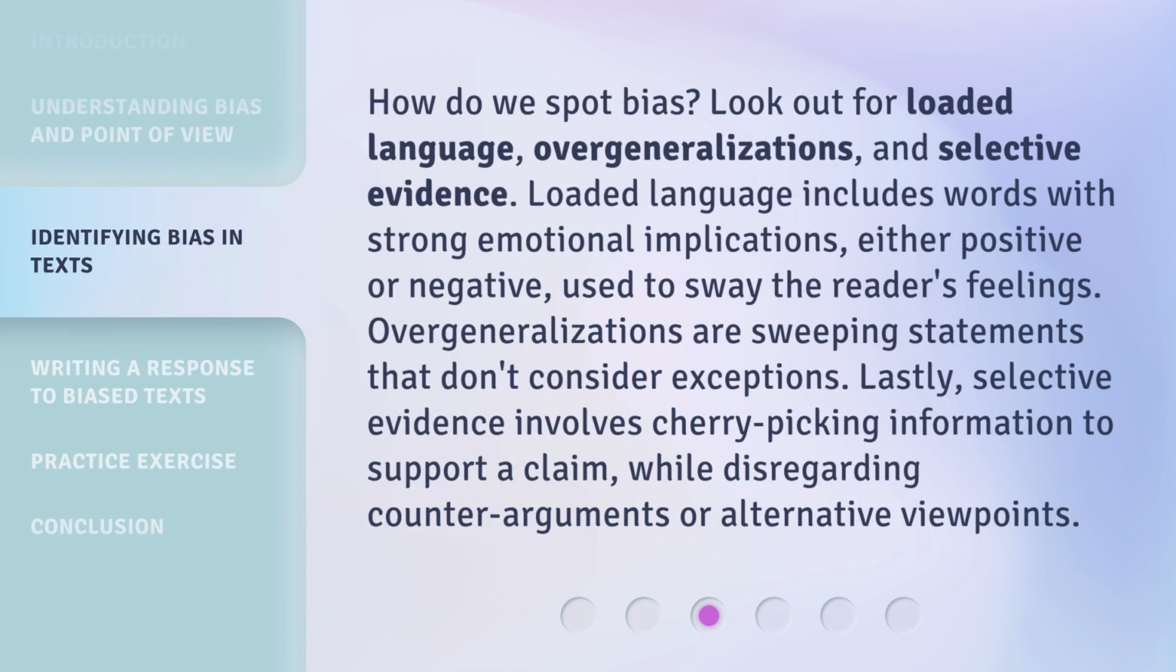How do we spot bias? Look out for loaded language, overgeneralizations, and selective evidence. Loaded language includes words with strong emotional implications, either positive or negative, used to sway the reader's feelings. Overgeneralizations are sweeping statements that don't consider exceptions. Lastly, selective evidence involves cherry-picking information to support a claim, while disregarding counter-arguments or alternative viewpoints.